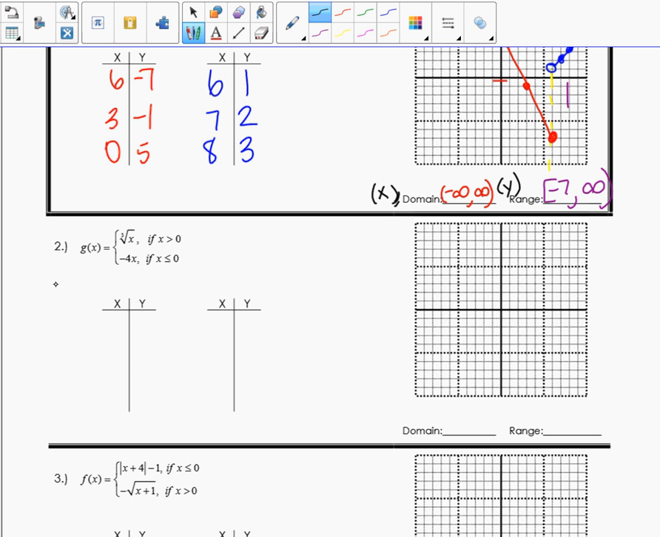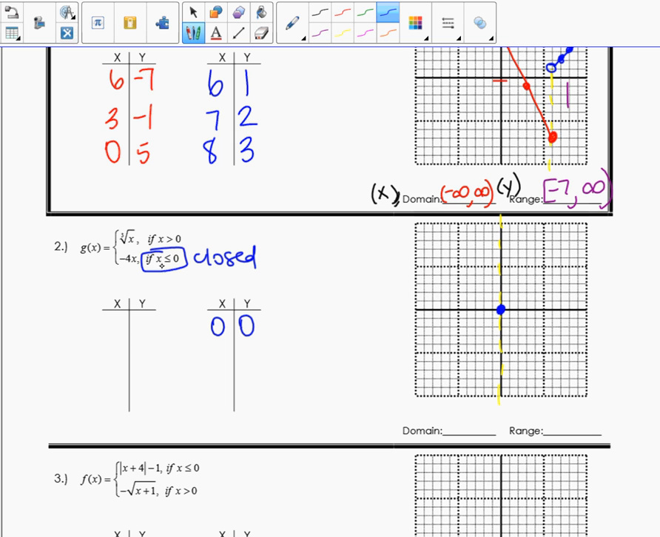Okay, so for number 2, our breaking point is at 0. So I'm going to draw in my breaking point. Okay. Now my included value is down here. This is going to be my closed circle. So here, when x is 0, y is going to be 0. So that's going to be my closed circle at 0, 0.